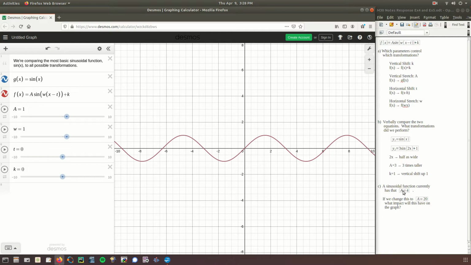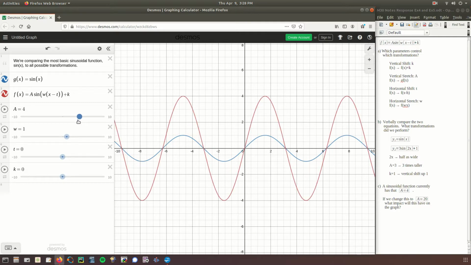that has a capital A of 4, an amplitude of 4 is what we say in trigonometry. So what I know about an amplitude of 4 is that this is going to result in our graph being 4 times further away from the x-axis than it originally was. We have a vertical stretch factor of 4. If I change this to a vertical stretch factor of 20, then how can I verbally describe the impact that this will have on the graph?